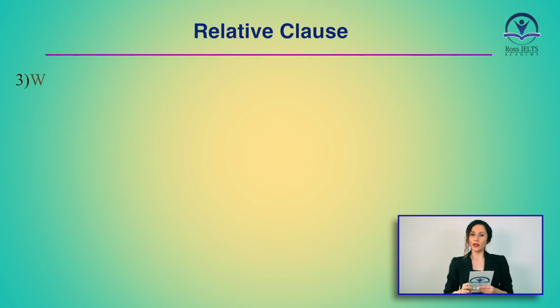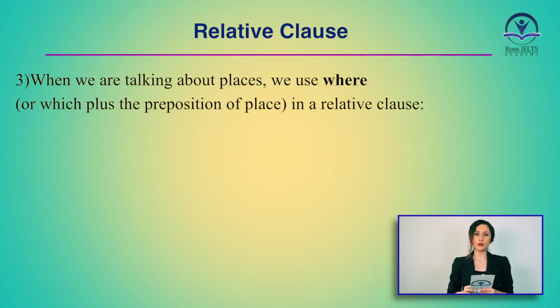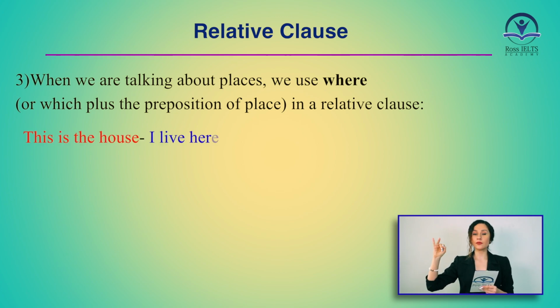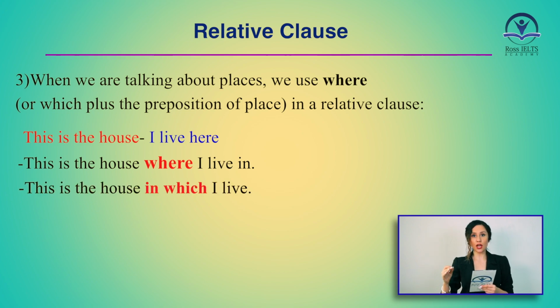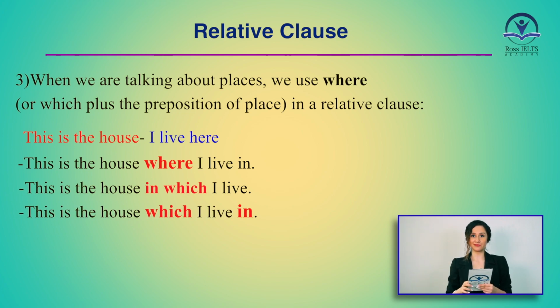When you are talking about places, you can use the relative pronoun where to talk about it more, and also you can use this word with the preposition of the place in the relative clause. For example, you have these two sentences. This is the house, I live here. And now you want to link them up. This is how we do it. This is the house where I live in, or this is the house in which I live, or this is the house which I live in.